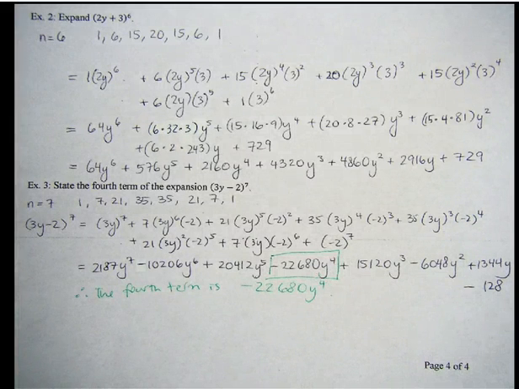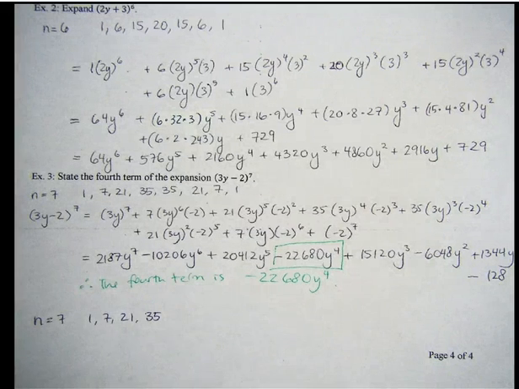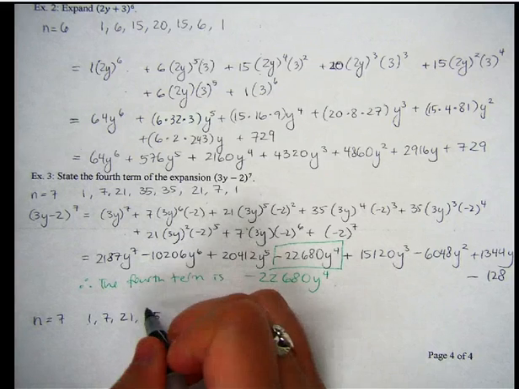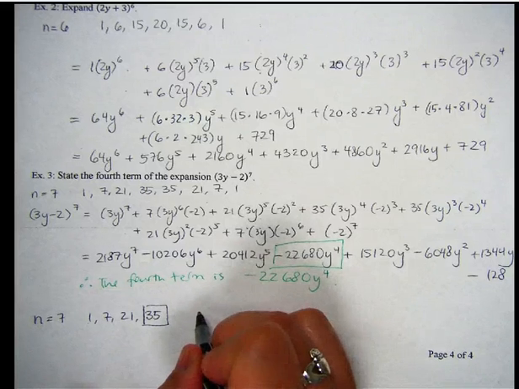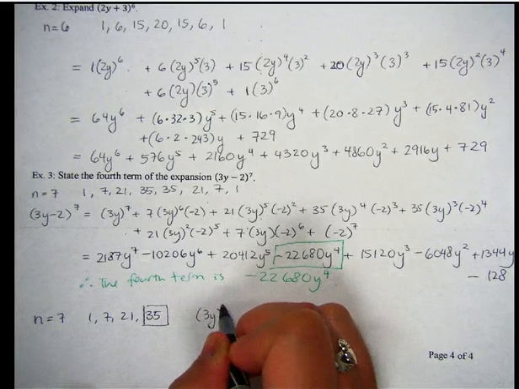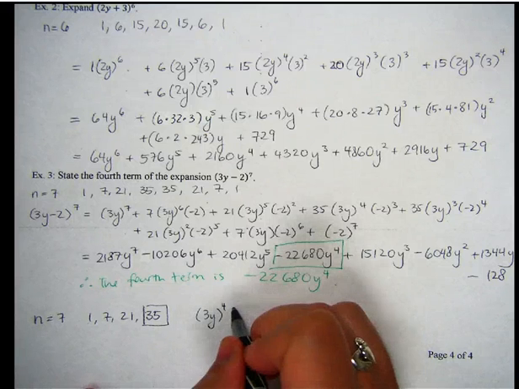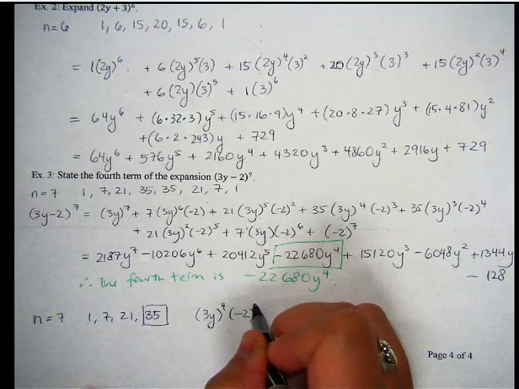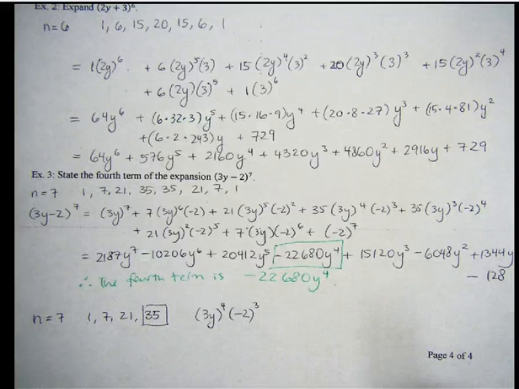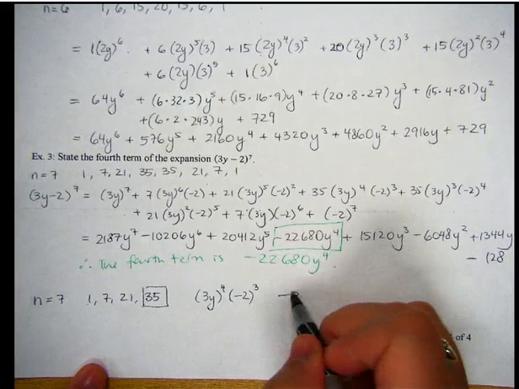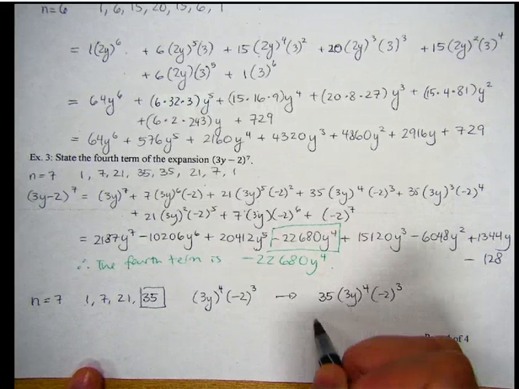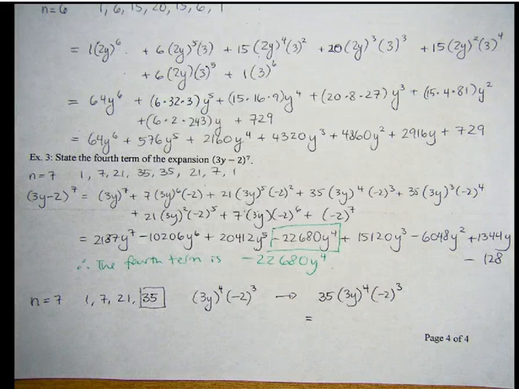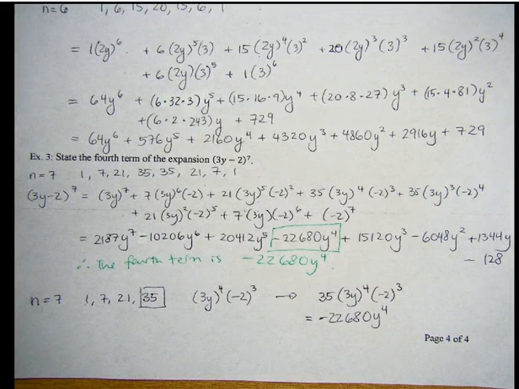Now there is a shortcut to doing this. You can start writing out the row n equals 7 coefficients again, 1, 7, 21, 35. So now that you've reached 35, that's your fourth term. And then you know that the exponent on 3y is going to be 4. And you know that the exponent on negative 2 has to be cubed because 4 plus 3 has to equal 7. So if you put that all together, then you can say it's 35, 3y to the 4, negative 2 cubed, and then simplify that to get your fourth term. And you end up getting the exact same answer.